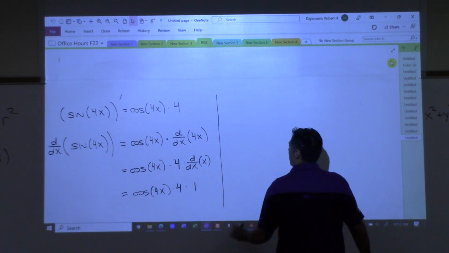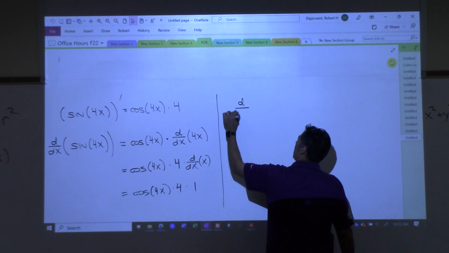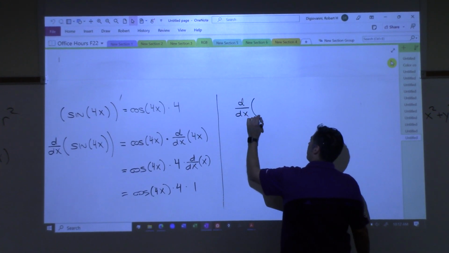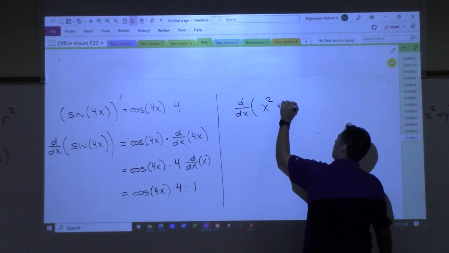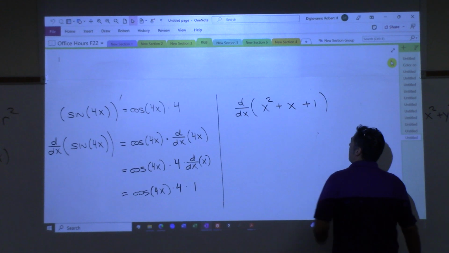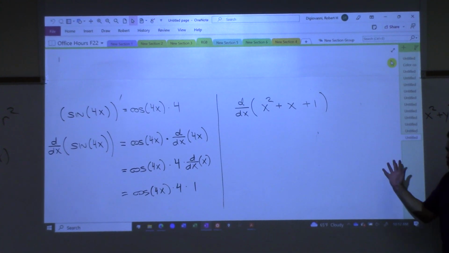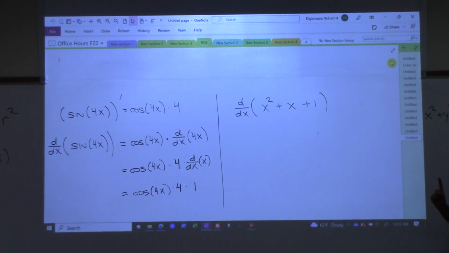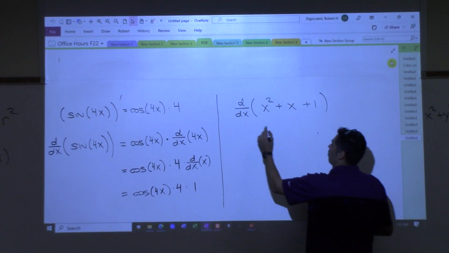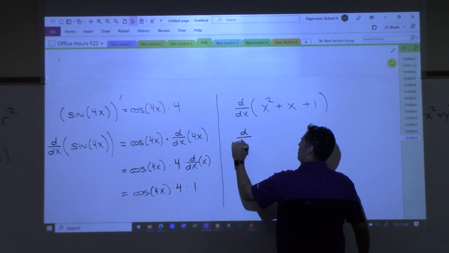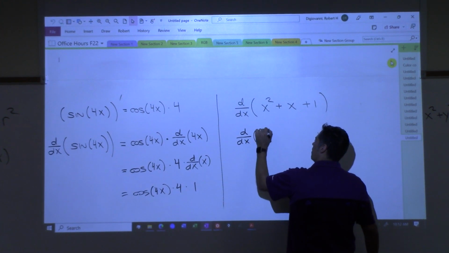Let me give you another example. What if I wanted to take the derivative, treating x like my variable, of x squared plus x plus 1? What should the answer to this be? 2x plus 1. And it is going to be 2x plus 1, but you need to understand why, okay? What we're going to do is take the derivative with respect to x of each one of these.